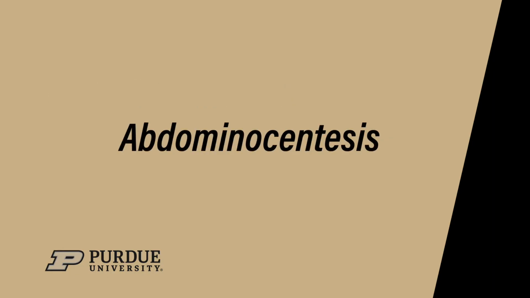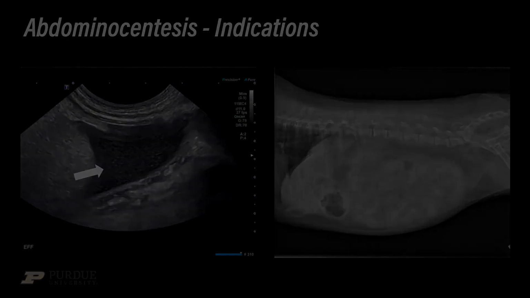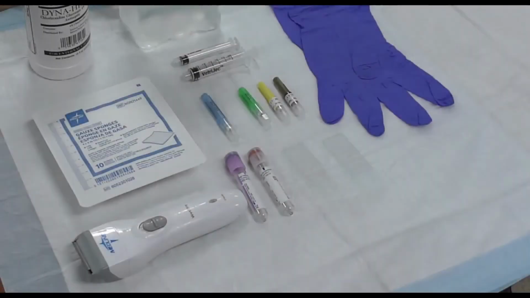Indications for abdominocentesis include a fluid wave on abdominal palpation, radiographic evidence of poor serosal detail, or ultrasonic evidence of free peritoneal fluid. Remember, very young or thin patients may have poor serosal margination on radiographs that is not related to free fluid. When abdominocentesis yields fluid, collect it in the following order.